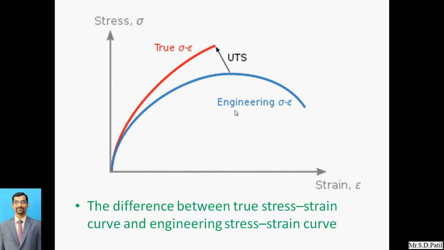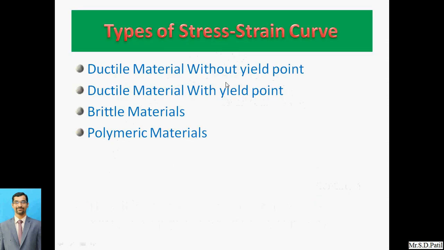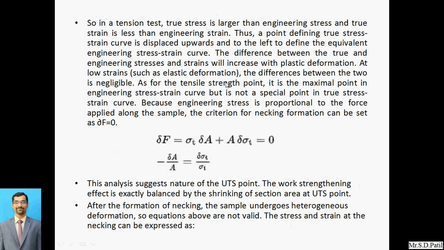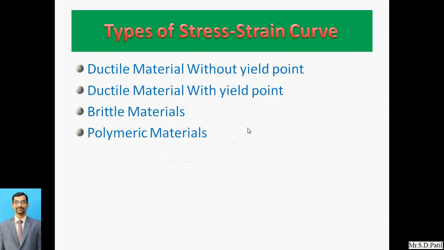There will be different UTS points for the true stress strain curve and for the engineering stress strain curve. So why will the difference be there? In the case of the tensile test, the true stress is larger than the engineering stress and the true strain is less than the engineering strain. Thus, a point defining a true stress strain curve is displaced upward and to the left to define the equivalent engineering stress strain curve. This is the difference between the true and engineering stress strain curves.